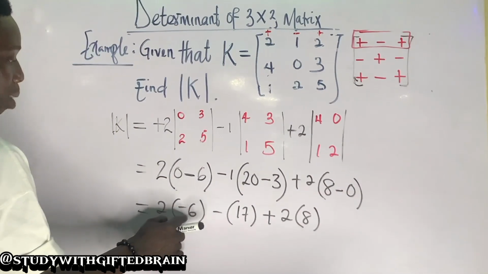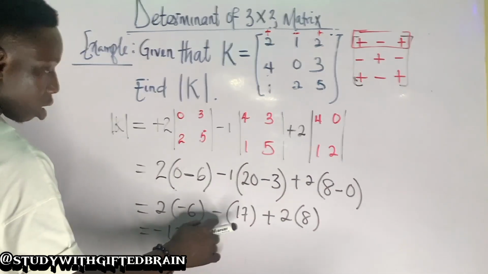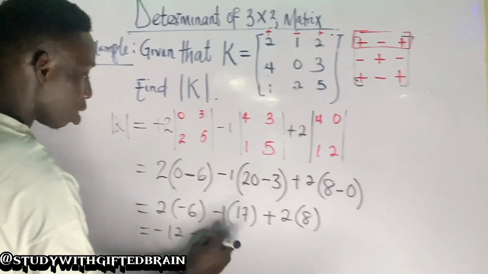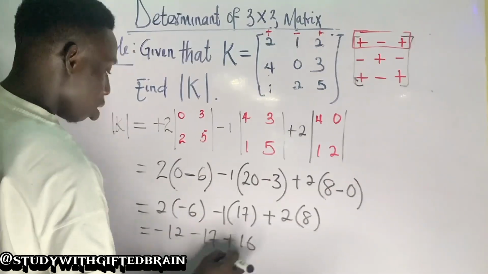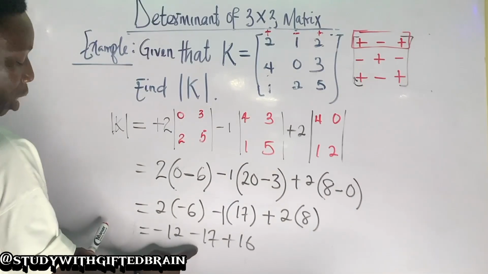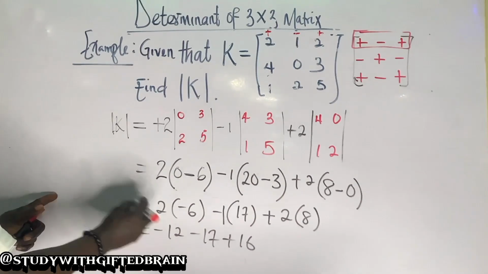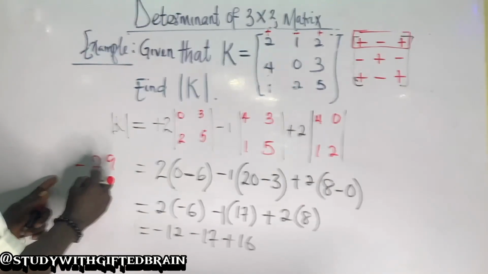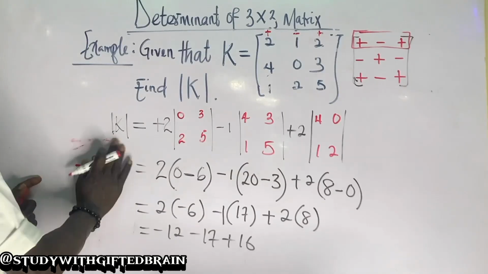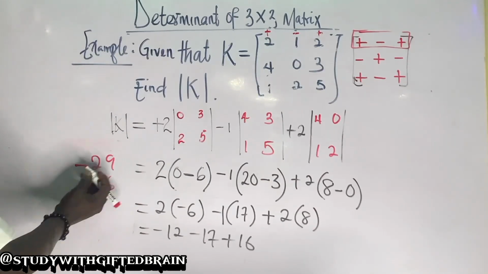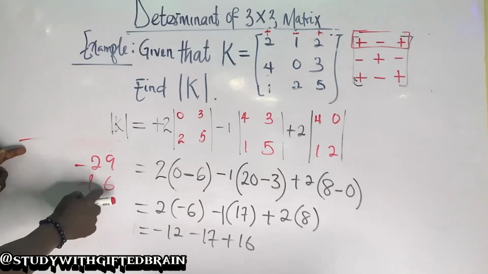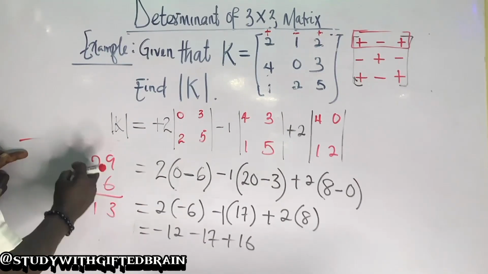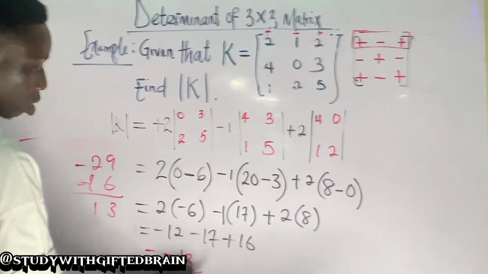So here we have 2 times minus 6, that's minus 12. Minus 1 times 17 will give us minus 17. And 2 times 8 will give us 16. So when you collect like terms, minus 12 minus 17 will give us minus 29. When you add 16 to that, minus 29 plus 16, your answer will be a negative answer. Just take away 16 from this, so you have 3 and 1. That's minus 13. So the determinant of this matrix is minus 13.